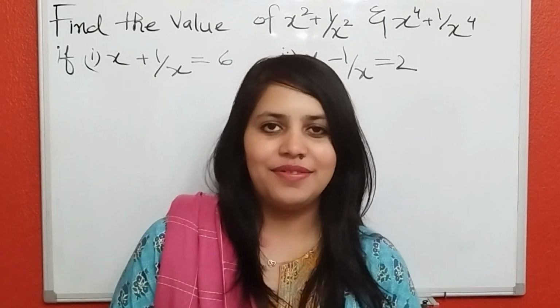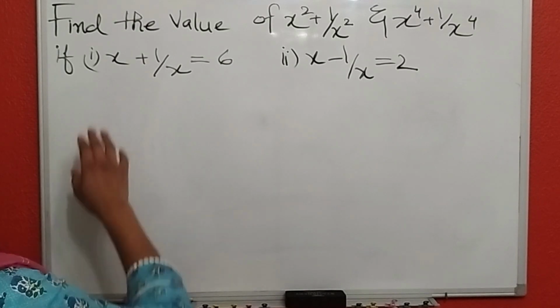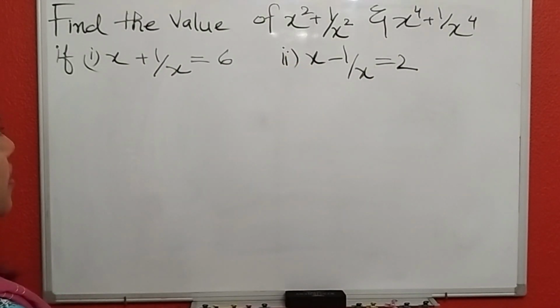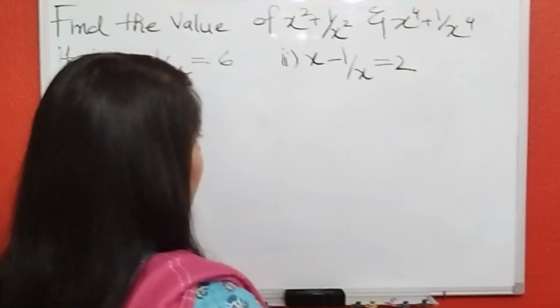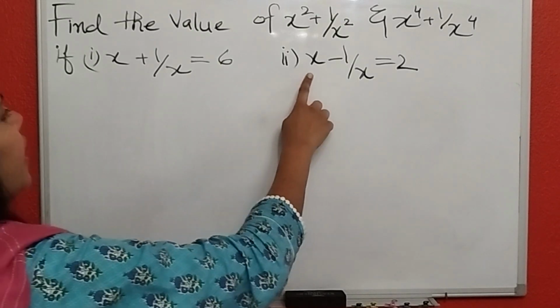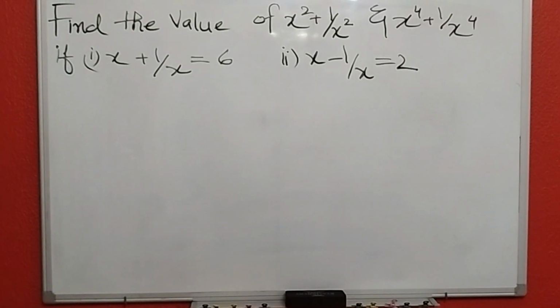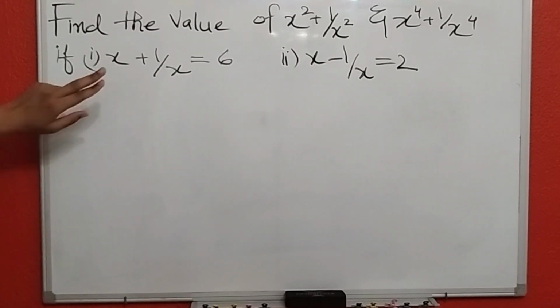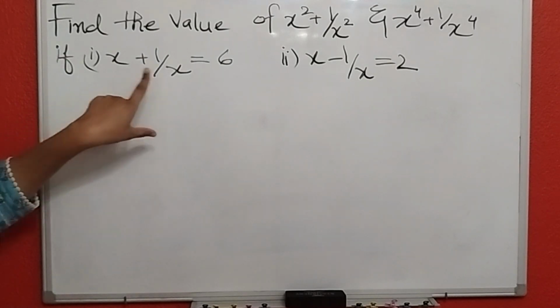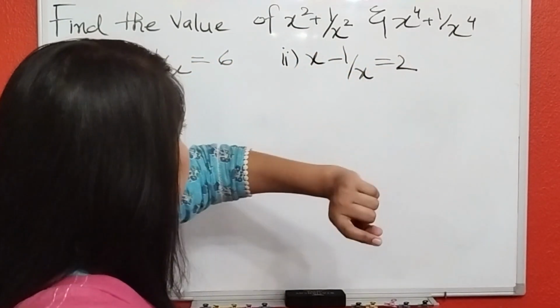So let's start. Hi students, I have the question: find the value of x square plus 1 over x square and x power 4 plus 1 over x power 4 if x plus 1 over x is equal to 6 and x minus 1 over x is equal to 2. Okay, first of all I'm going to solve this one. To solve this one, I have to find the value of this and this.